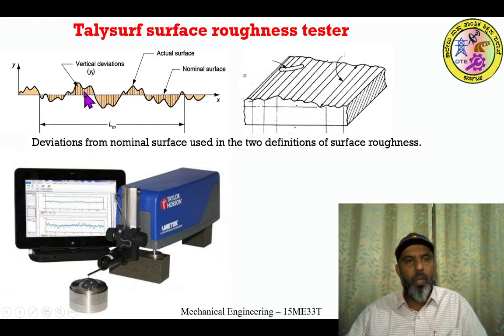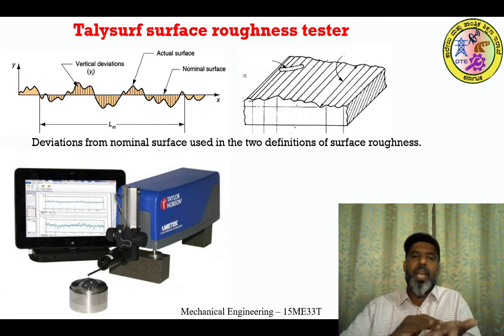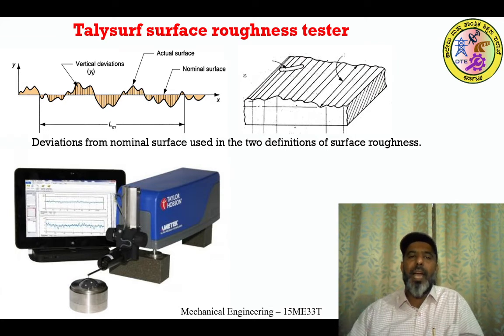It means when the vertical deviations are very close to the nominal surface, we call it a smooth surface, and when the vertical deviations are very high from the nominal surface, we call it a rough surface. And the surface we obtain by touching with the hand is the actual surface. When you measure the vertical deviations from a reference surface, that is the nominal surface, that is called the roughness. This is about surface roughness.